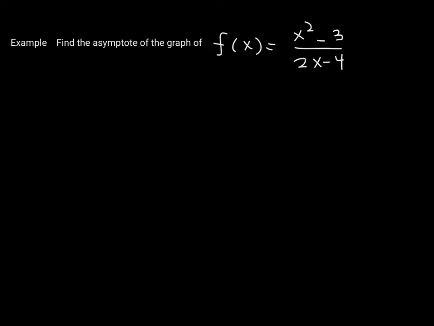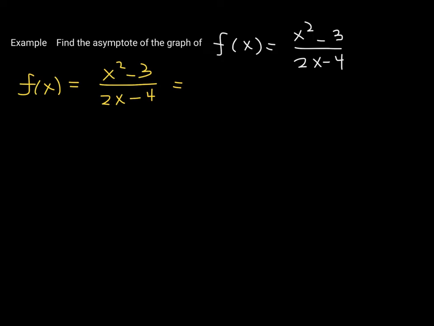The first thing I want us to consider is rewriting our function. So our function is x squared minus 3 over 2x minus 4. The reason I'm having us think about rewriting it is because we're going to calculate the limit as x goes to positive and negative infinity. And as of right now, as x gets closer and closer to negative or positive infinity, the numerator is going to infinity, and so is the denominator. So let's consider rewriting this.